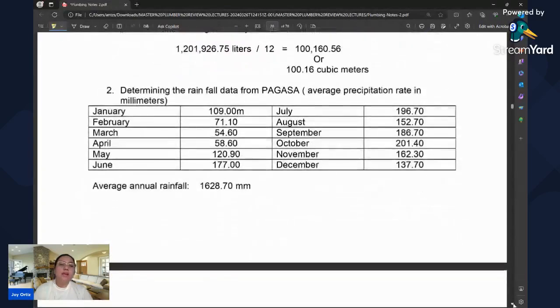So, determining the rainfall water from PAGASA, this is it. We have question number 2. Determining the rainfall, we have January, February, March up to June, and these are the rainfall values. So the average rainfall, when we add all of these, is 1,628.70.